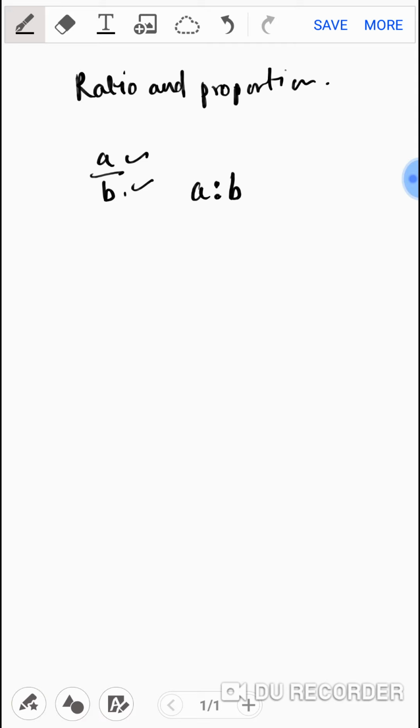Now we will start with this problem so that we'll get to know the topic more clearly. First, find the ratio in its simplest form.